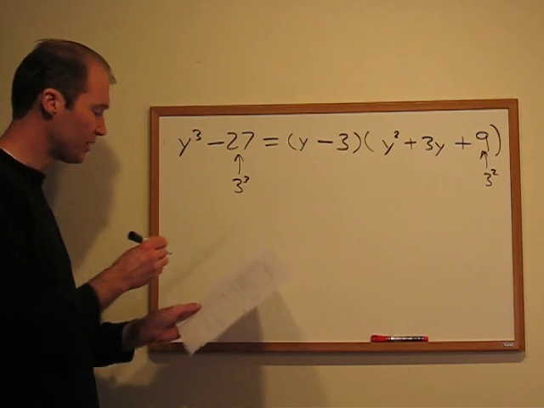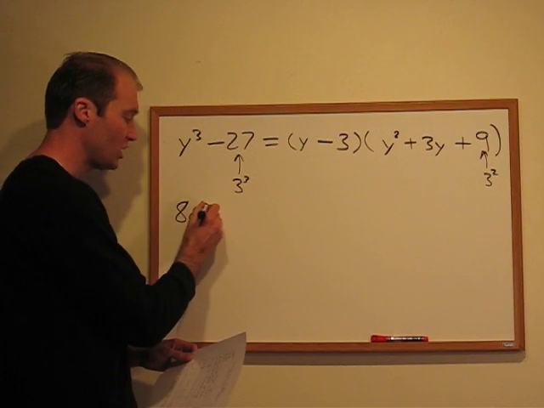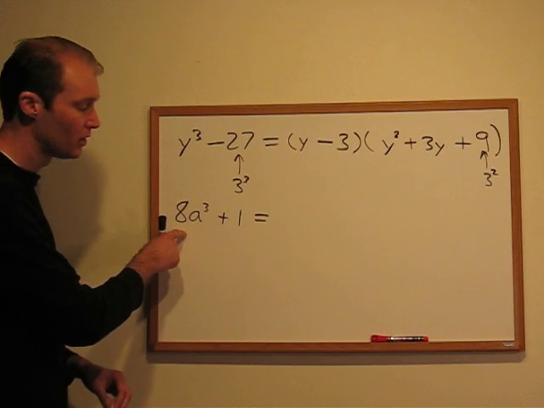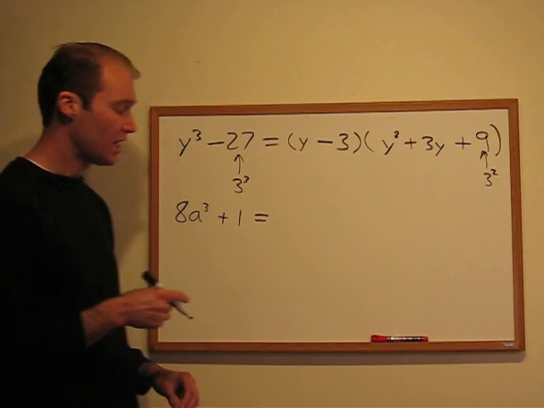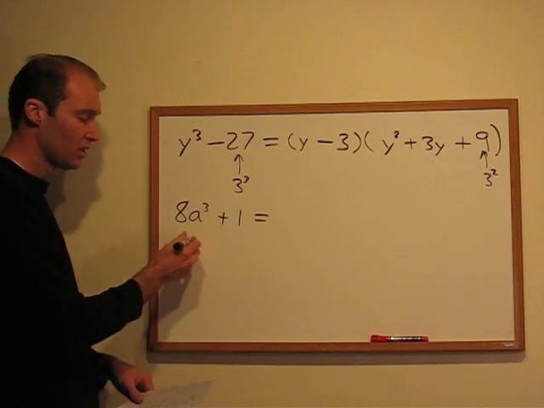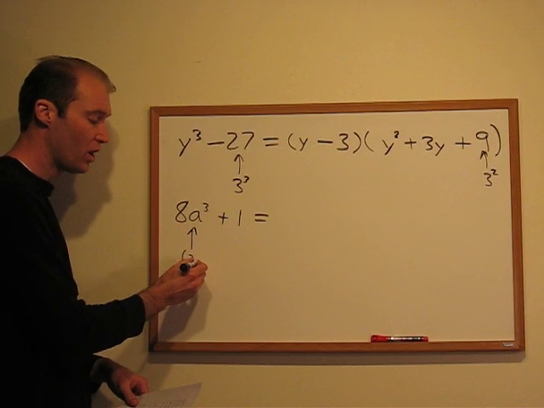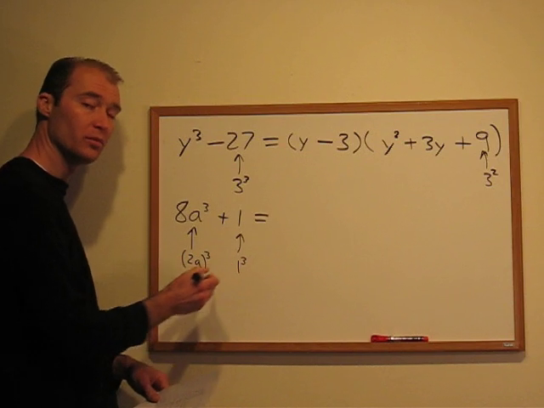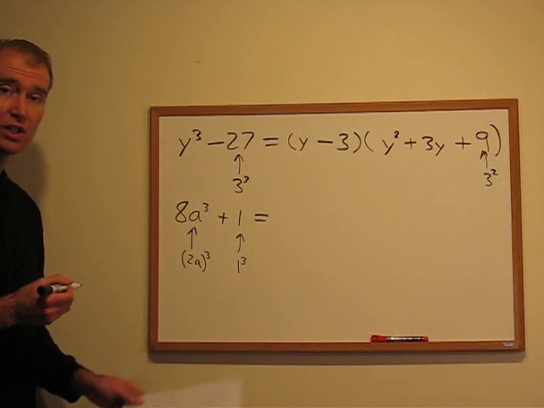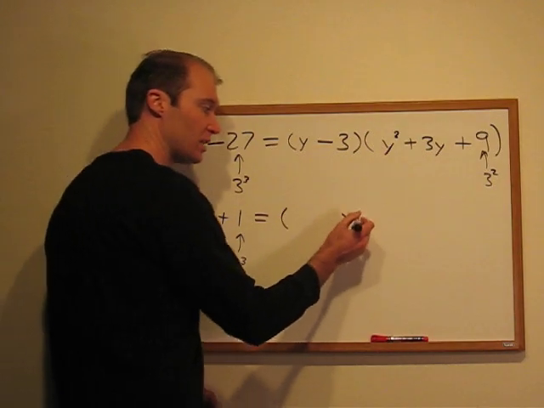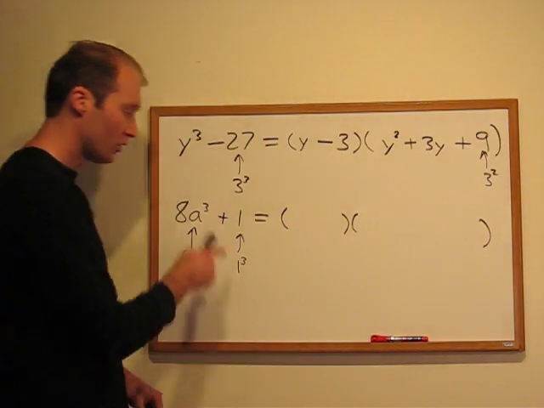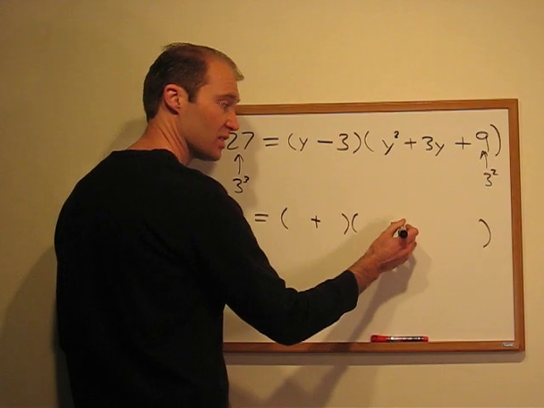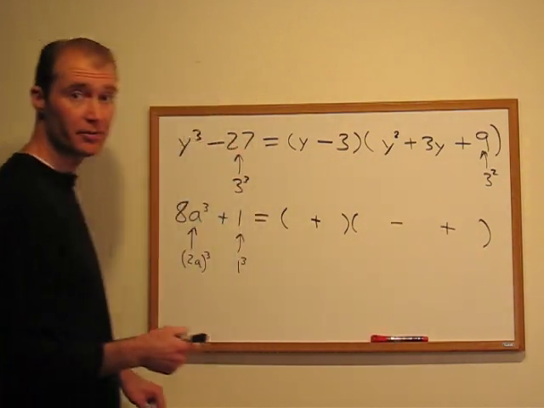Let's say that I have this problem. This is a little bit more advanced. 8a cubed plus 1. I recommend that you guys do this in two steps. Well, I know that this is just the quantity 2a cubed, and I know that this is just 1 cubed. So this is a sum of two cubes. This breaks down into a binomial times a trinomial. These two have to have the same sign, then the opposite sign, and this is always positive.